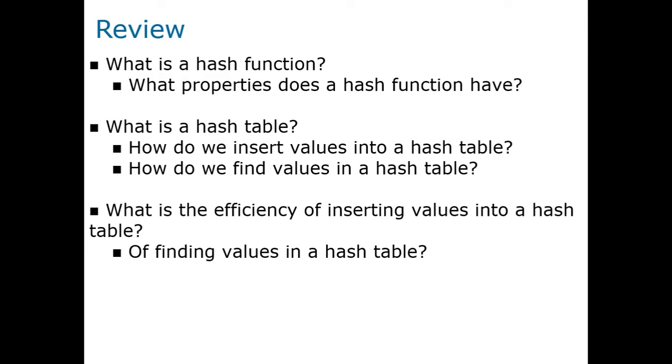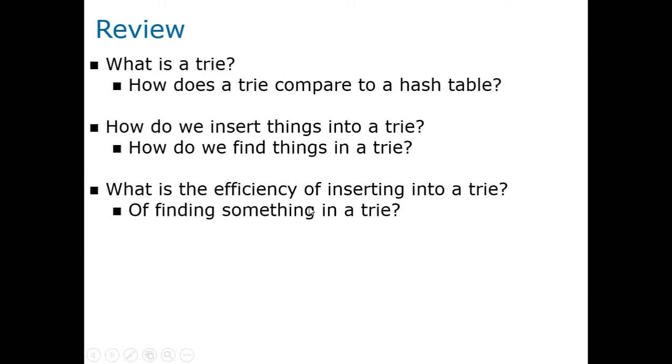So finding something in a linked list is big O of what? N. Big O of N, where N is the number of things in the hash table or in the list in this case. Oh yeah, did I say finding? Well, inserting, I guess. Oops.